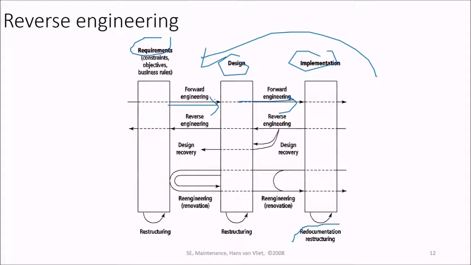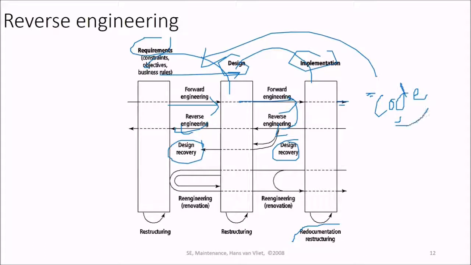That means you have not yet gone to the maintenance phase, but now you have the implementation given. Now you have to reverse engineer it. While reverse engineering from implementation to design, you recover the design. While going from design to requirement, you recover the requirement. So with the code in your hand, you can find out the design.